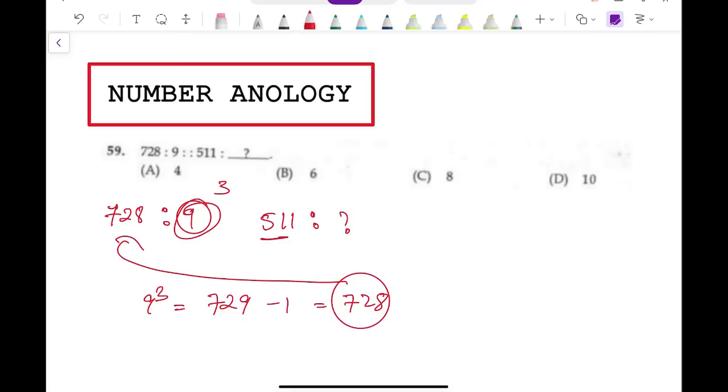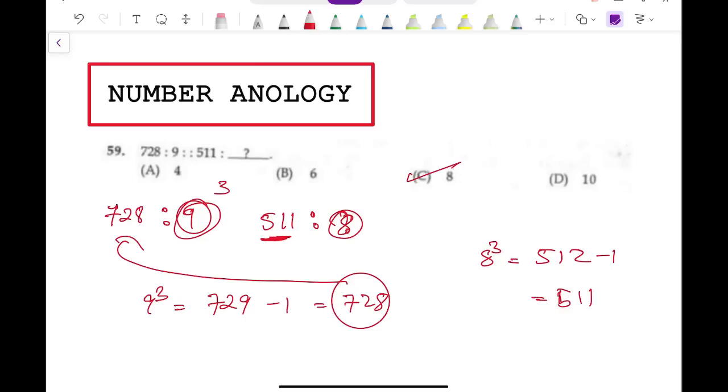So 512, okay, it's 8. So 8 cube is nothing but 512, right? So minus 1 will give me 511. So this will be nothing but 8. So the answer here is 8.